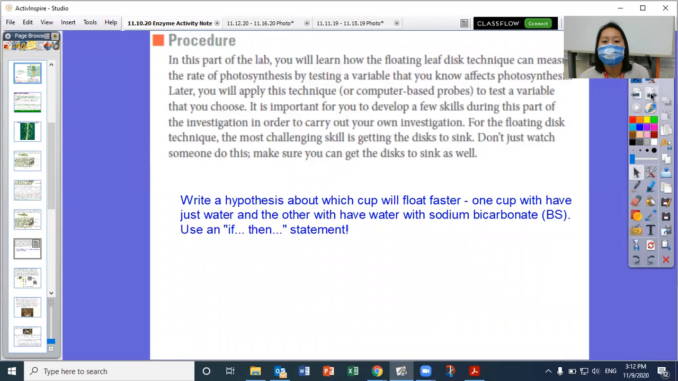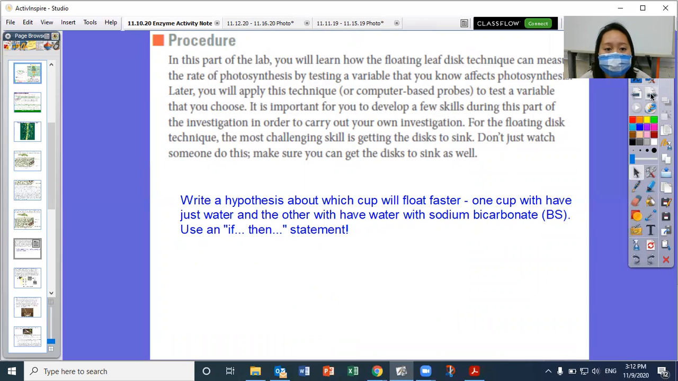So in this part of the lab, you will learn how the floating leaf disc technique can measure the rate of photosynthesis by testing a variable that you know affects photosynthesis. Later, you will apply this technique. We're not going to actually do a computer program. We're just going to be doing another version of the lab to test a variable that we choose. So it is important for you to develop a few skills during this part of the investigation in order to carry out your own investigation.